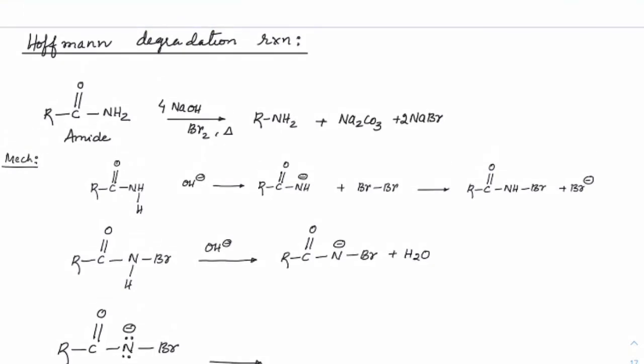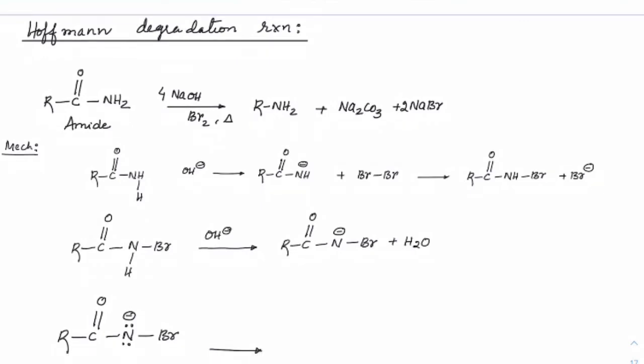So what exactly is happening here? If you take an amide, any amide, and treat it with bromine or any halide and NaOH in basic medium, this will convert into an amine, removing NaBr and Na2CO3. Okay guys, so let's see how the reaction proceeds.